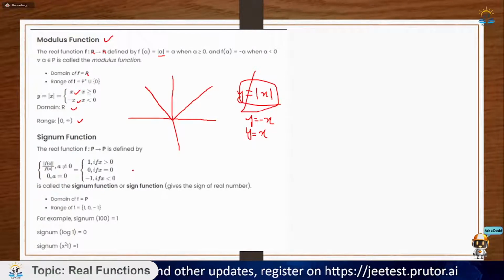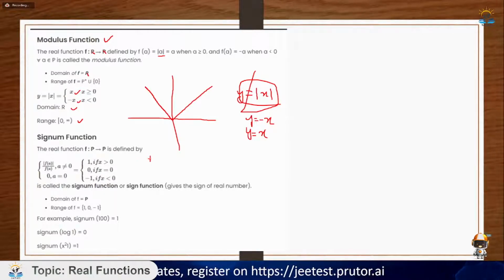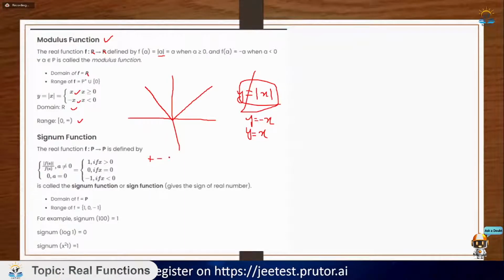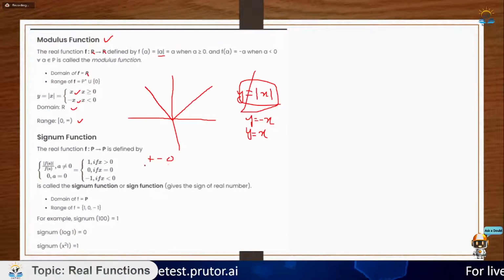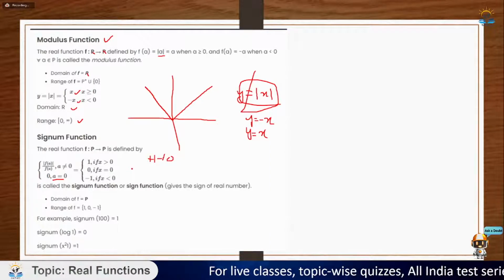Then moving on to the signum function. The signum function is something from which you will get only three answers: either plus, or minus, or nothing, meaning 0. So plus means plus 1, minus means minus 1, and 0 means 0. If your function is positive, then you will get plus 1. If your function is negative, then you will get minus 1. If your function is 0, then you will get 0.